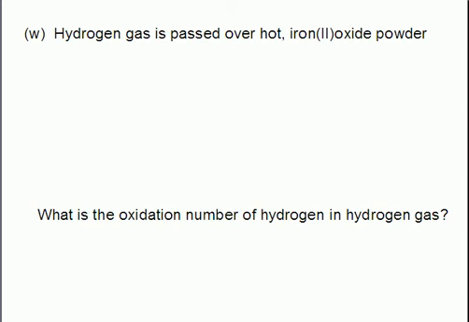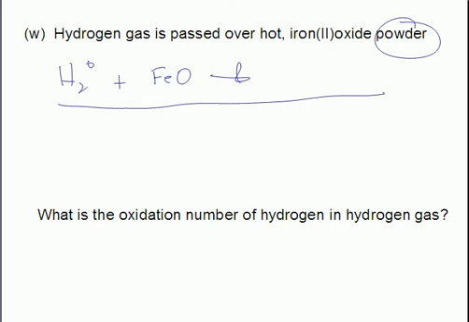Hydrogen gas is passed over hot iron(III) oxide powder. All right, so hydrogen gas, 0 charge. Powder, it's a solid, so it's just going to be Fe2O3 in this case. All right, we've got hydrogen, 0 charge.